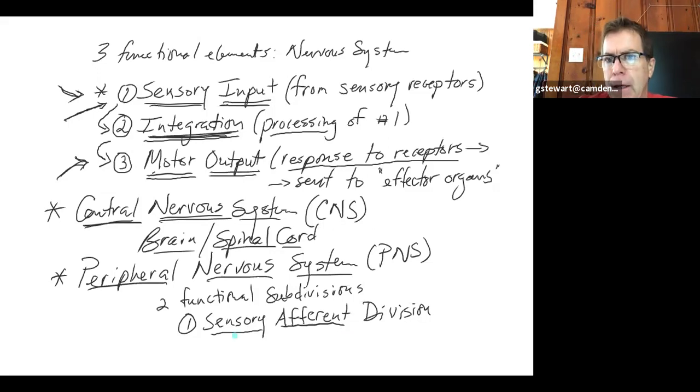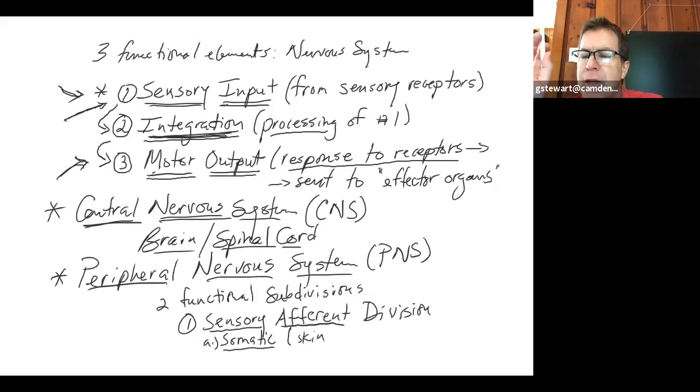So there's a somatic, sorry, I had my eraser, I meant to have my black pen. So I'm going to put letter A. There is a somatic sensory afferent nervous system, or fibers, and these are from things like the skin. They monitor the external environment. So things like the skin, skeletal muscles, and even joints.